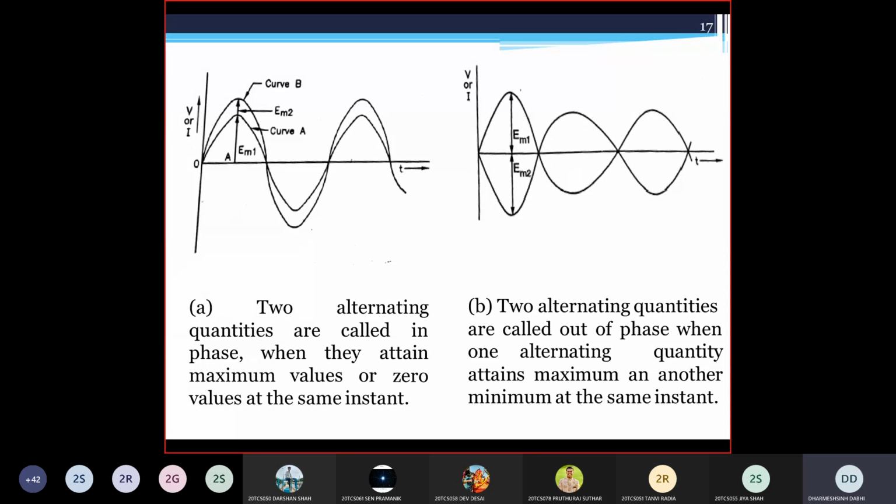One waveform has a positive cycle while at the same time the other waveform has a complete negative cycle. Same way in the next half period, one waveform is completely positive and the other is completely negative. So this type of waveform is called an out of phase alternating quantity. And how many degrees out of phase? That is 180 degrees. Clear? So this is the example of out of phase alternating quantities, and this is the example of in phase alternating quantities. I hope you understand what in phase and out of phase mean.